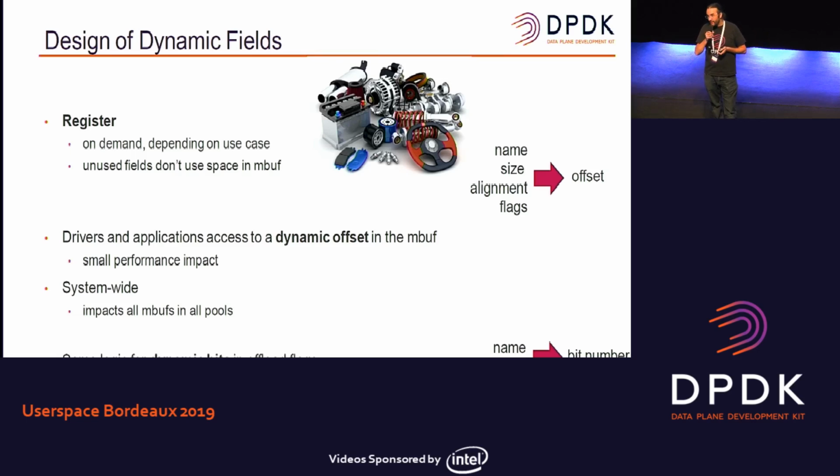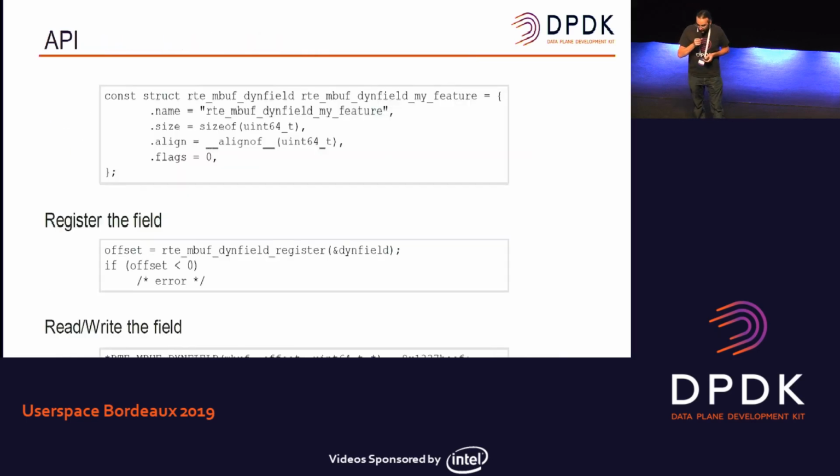And we have the same logic also for dynamic flags. Because usually when you need a field in the mbuf, there is often an associated flag to say if the field is valid in the mbuf or not. So there is the same API for dynamic flag. You register by its name, you pass a flag or a count of flags, and it returns you a bit number in the offload flag. So this is the API.